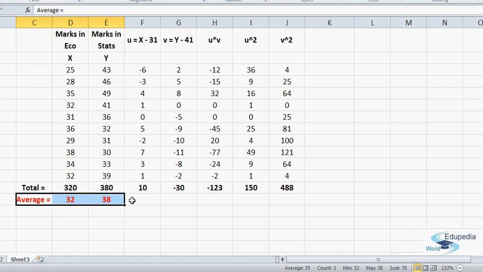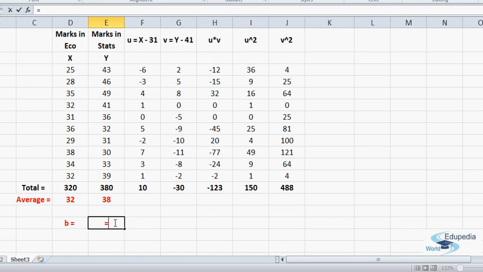Fine. Now we are ready to find the values of a, b, c and d. So let's do that here. Let's start with b. Usually we do that, right? So b equals, what's the formula? If you recall, the formula is n times summation uv. So let me put that here.